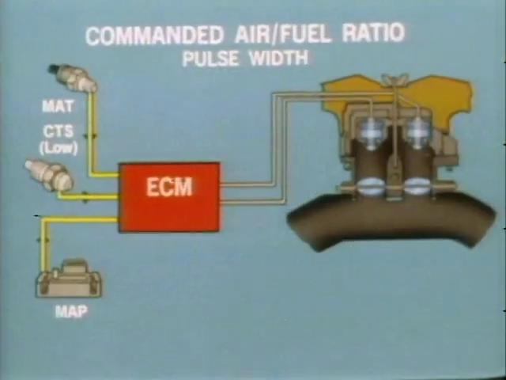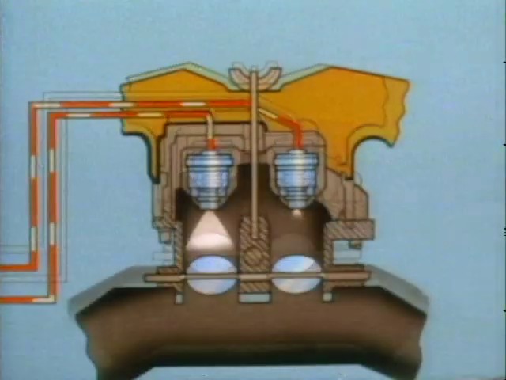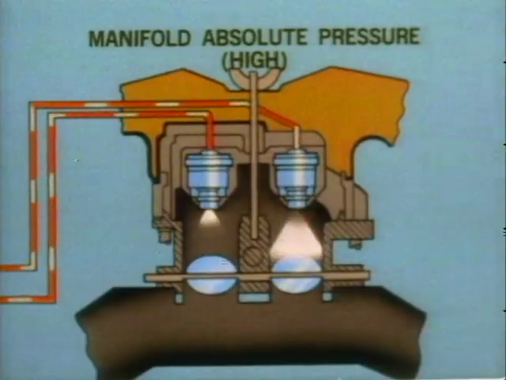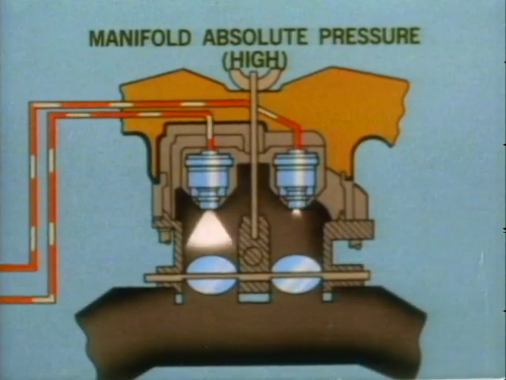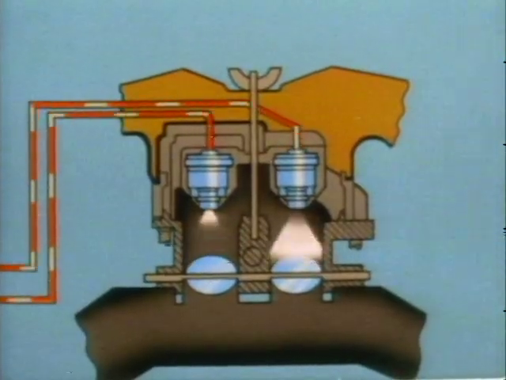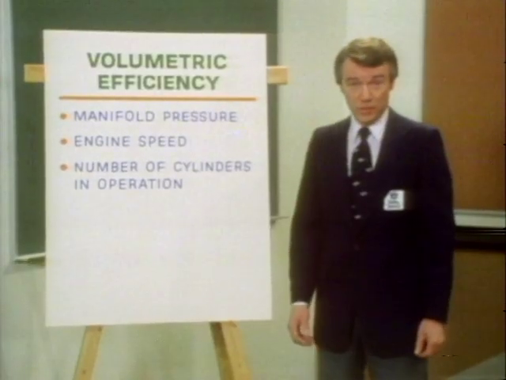Increased power for acceleration requires an increased pulse width. When the throttle is at or near wide open throttle, the pressure in the intake manifold increases to near atmospheric. This information is sent to the ECM, which lengthens the pulse width appropriately. We have said that the DFI system is a closed-loop fuel management system.